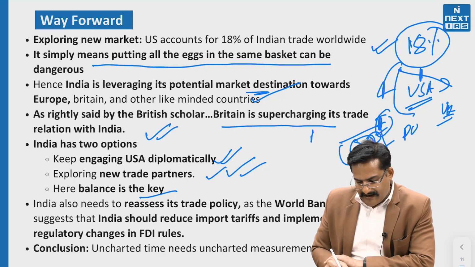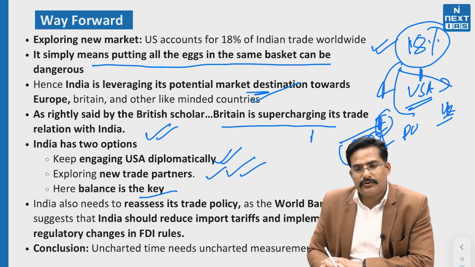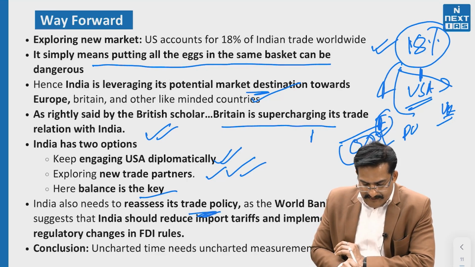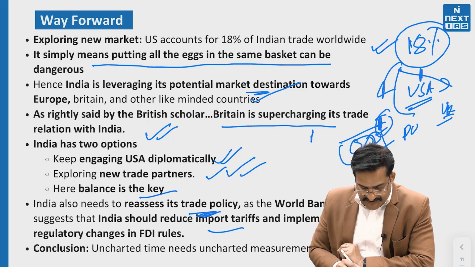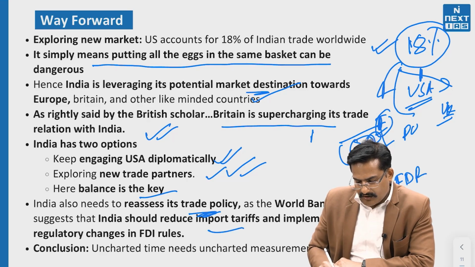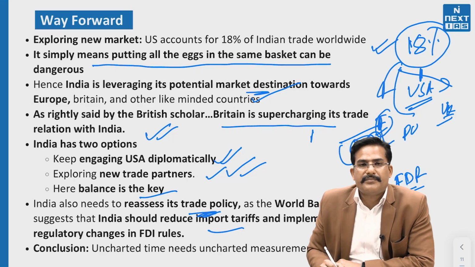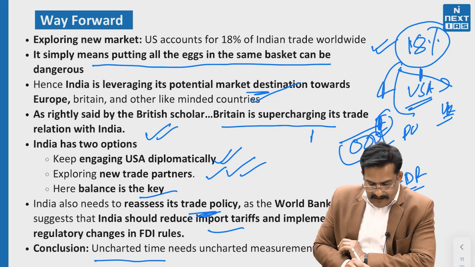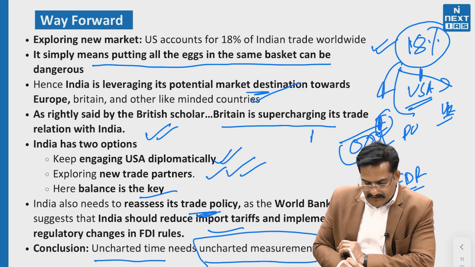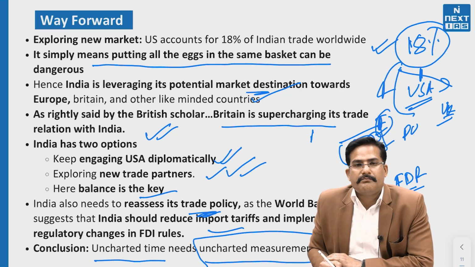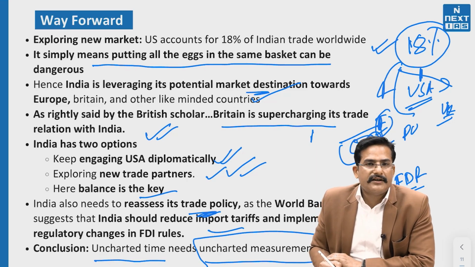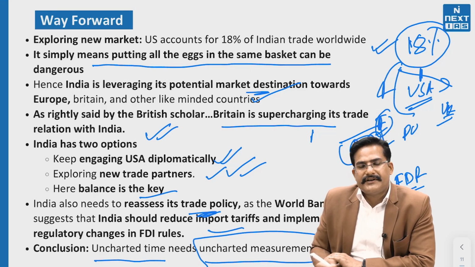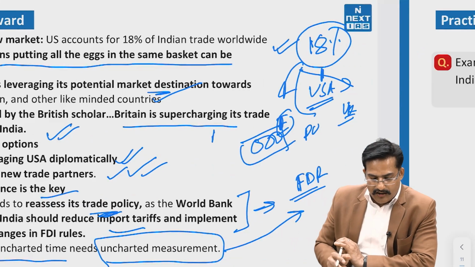Also, as rightly said by the World Bank, we need to look into the mirror ourselves, right? India needs to rationalize its trade policy. We need to rationalize our restrictions on FDI and all, in order to evade such pressure from the USA, right? So in conclusion, I will rather say that uncharted times need uncharted measures. So we'll have to look for uncharted measures in order to deal with the tariff war or trade war, or for that matter, if it is happening, the weaponization of trade. That's all on this topic.